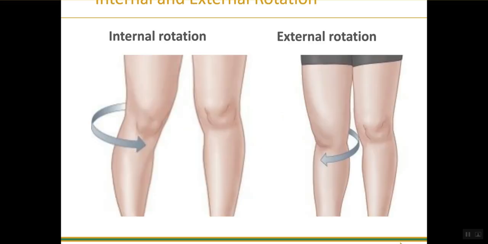Internal and external rotation. Okay, this is the rotating of a joint. Internal rotation, you're rotating it internally, so towards the inside. So you can see that knee is going towards the inside. External, the knee is going towards the outside.